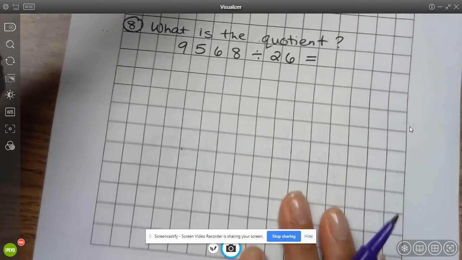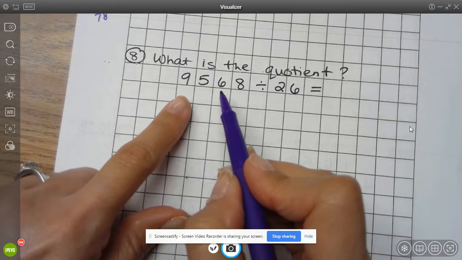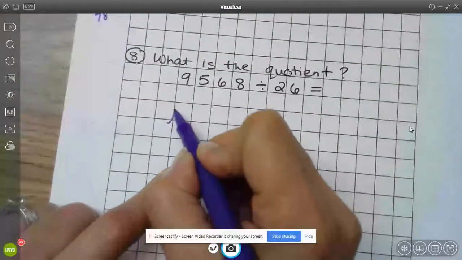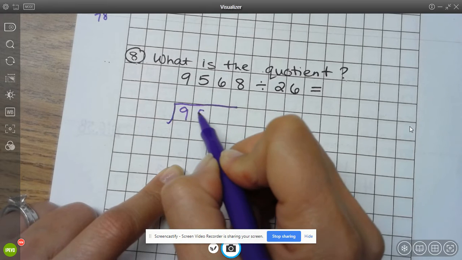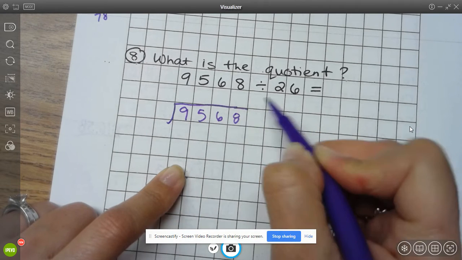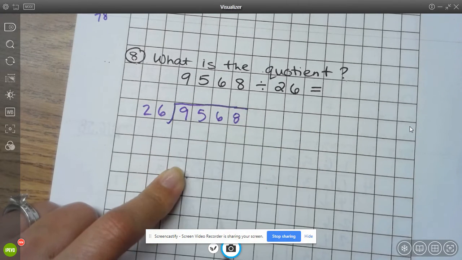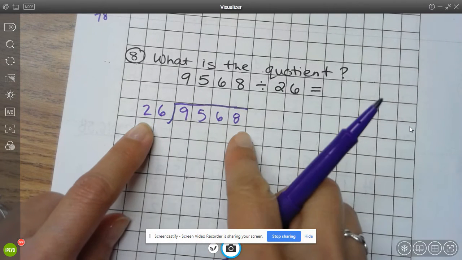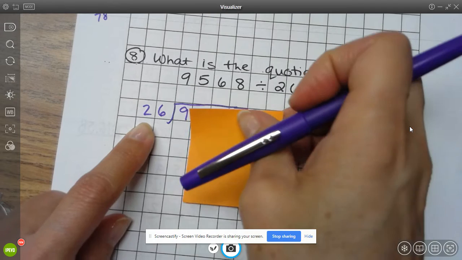All right, final one. What is the quotient? First number gets first choice. It's going to want to go in the warm house. 9568 divided by 26. 26 goes on the outside. Okay, again, I've got to do compatible numbers. I have no decimals here. These are whole numbers, right?